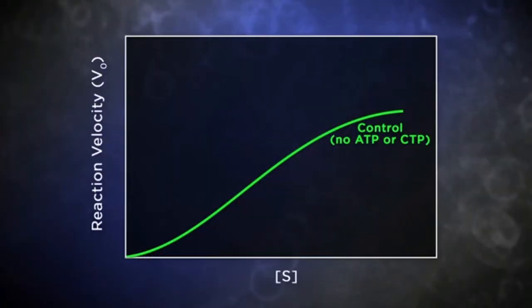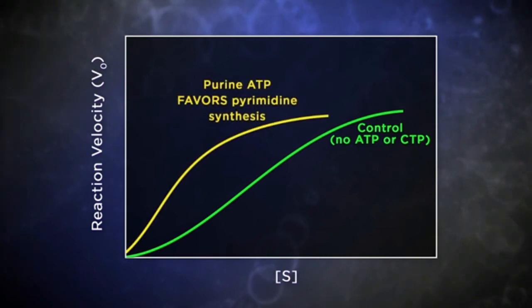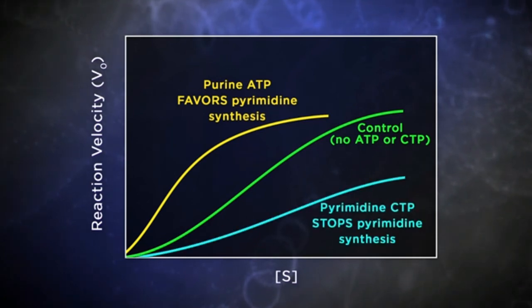Now, reaction 2 of pyrimidine synthesis is catalyzed by an enzyme called ATCase that we discussed back in the lecture on enzyme regulation. This reaction is activated by the purine ATP, and it's inhibited by the pyrimidine CTP. High levels of the purine ATP favor synthesis of pyrimidines, while high levels of the pyrimidine CTP stop pyrimidine synthesis. This is how purines and pyrimidines are kept in balance.